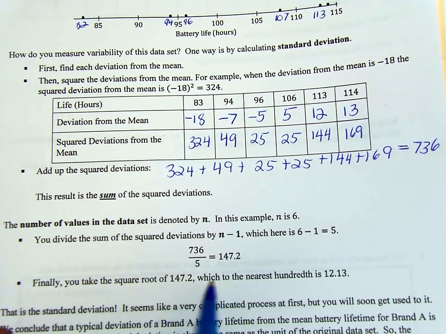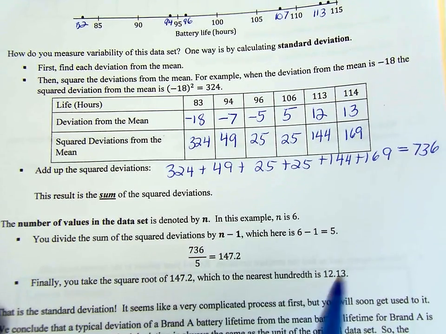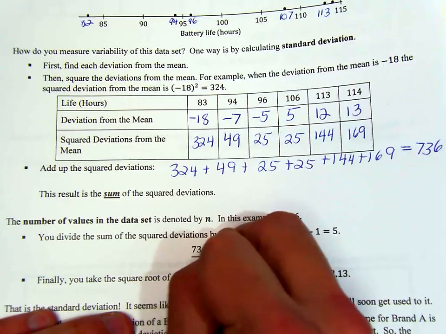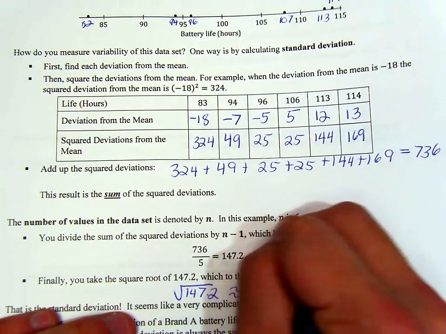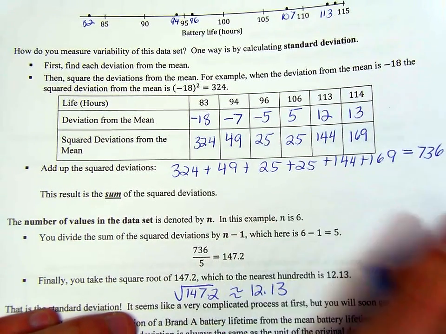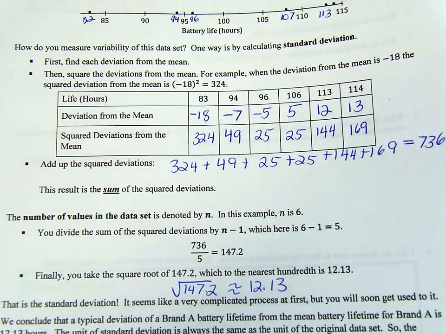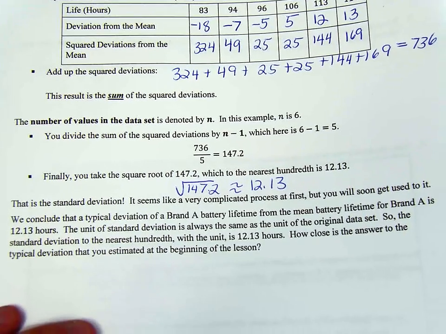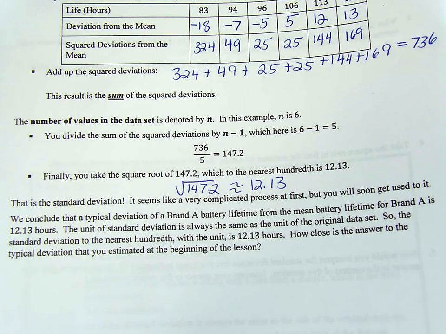So now it says, finally, you take the square root of 147.2, which to the nearest hundredth would be 12.13. So if we take the square root of 147.2, it will be approximately equal to 12.13. So that would be our standard deviation. Once you take the square root, that gives you the standard deviation.